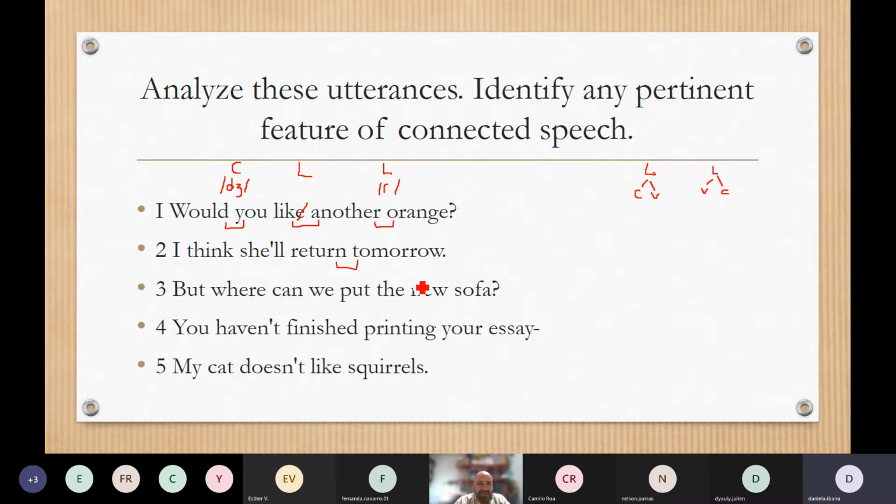So I think she'll return tomorrow. "Return tomorrow." "Return" has a final, sorry, a final consonant sound, right? So do you think you say "return tomorrow"? "Return." You go from n to t. Return tomorrow. She'll return tomorrow. Maybe we have an elision in this.